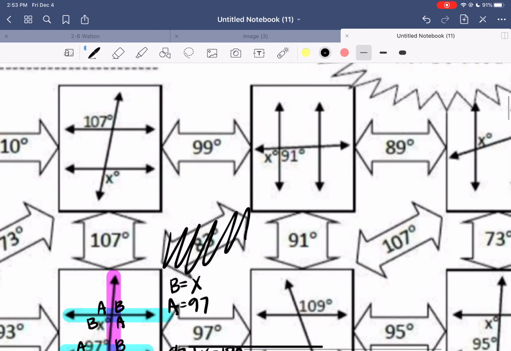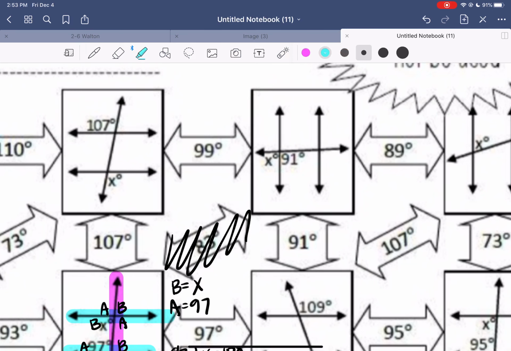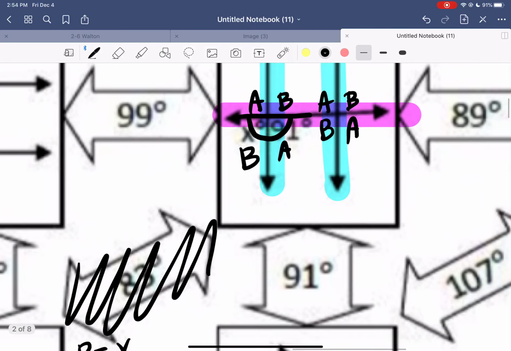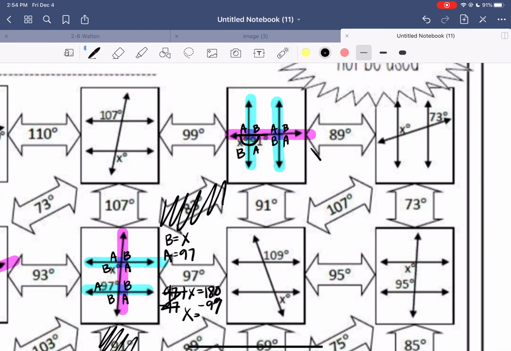All right, here we are in this. So we've got two parallels cut by a transversal. We have AB, AB, AB, AB. And again we can look at these, that these are creating a straight line. So meaning X plus 91 has to equal 180. So if we subtract 91 from both sides, we get X equals 89, which is here.